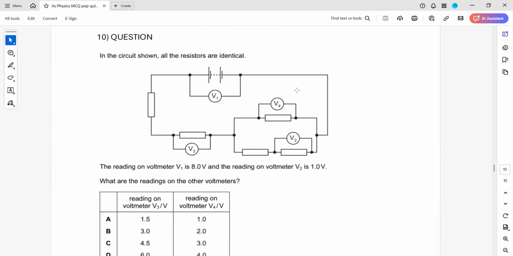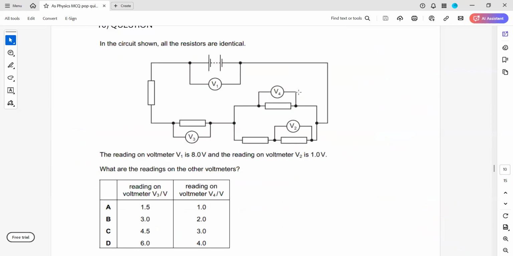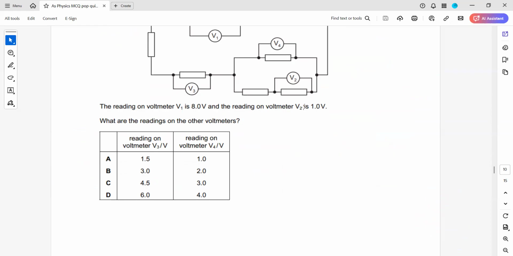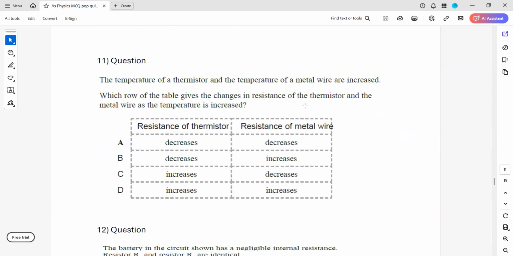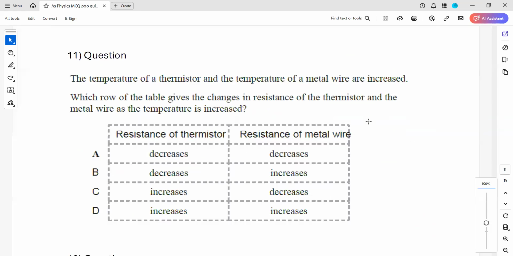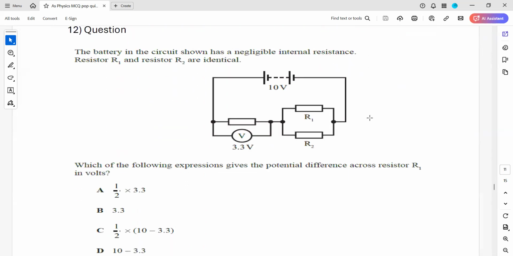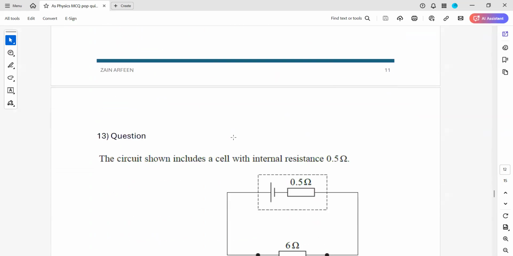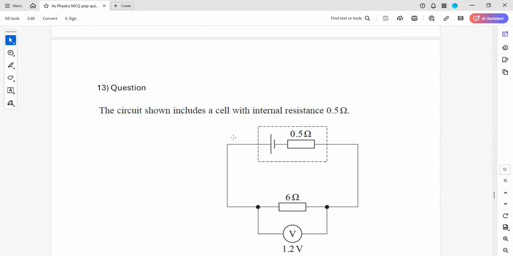Question 10, any doubt? Question number 10. Any doubt? Question 10. Okay. Question 11, any doubt? Question 11. Question 12, any doubt? Question 12.